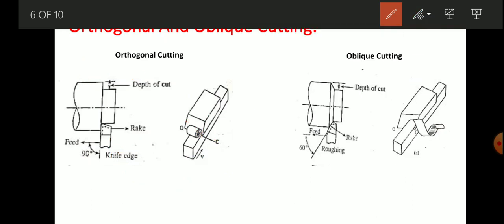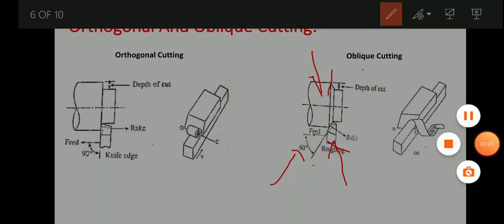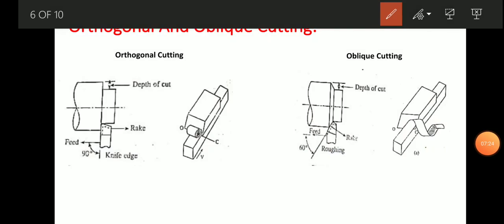Now we will see oblique cutting. Oblique cutting consists of a workpiece and a tool. The angle is less than 90 degrees. Oblique cutting takes place when the cutting edge of the tool is inclined at an angle less than 90 degrees. Here we can see the cutting tool is inclined at less than 90 degrees. The figure shows chip flow in oblique cutting.